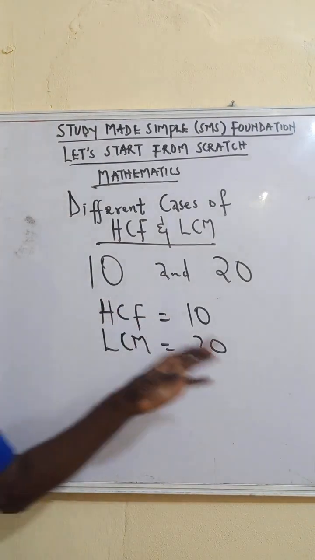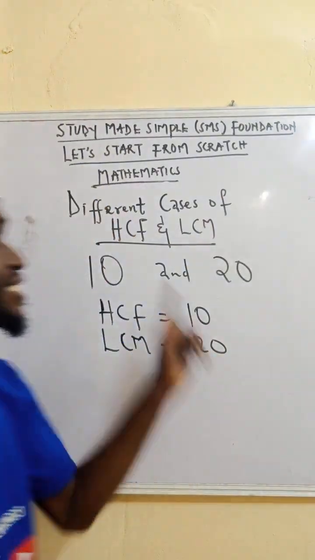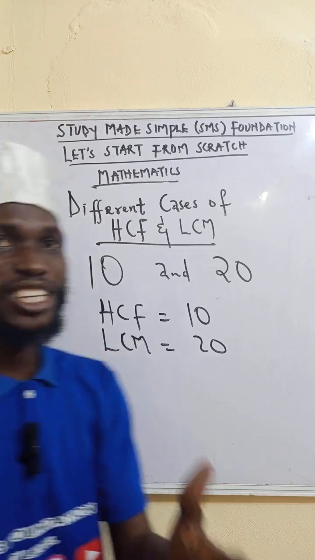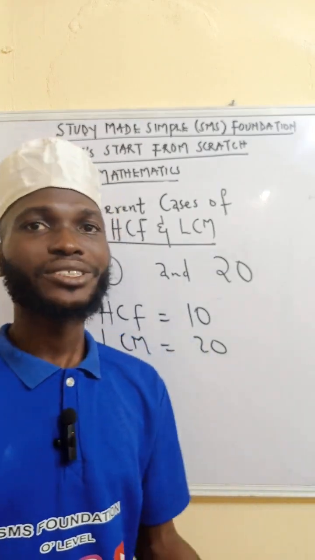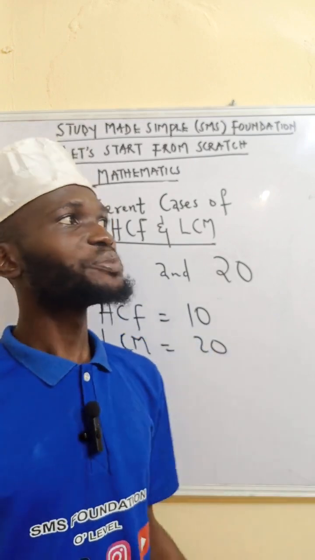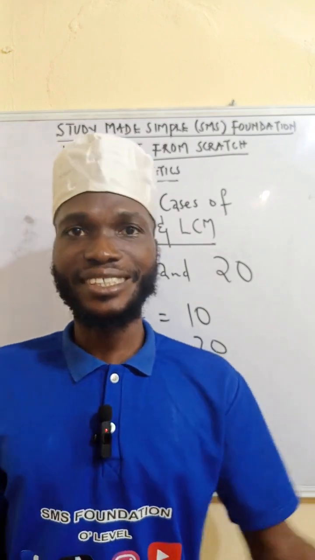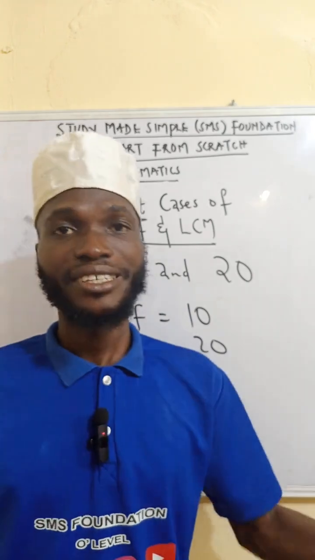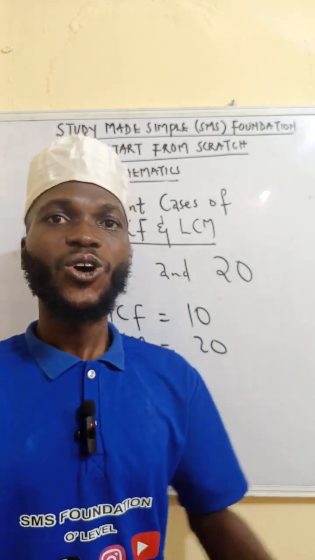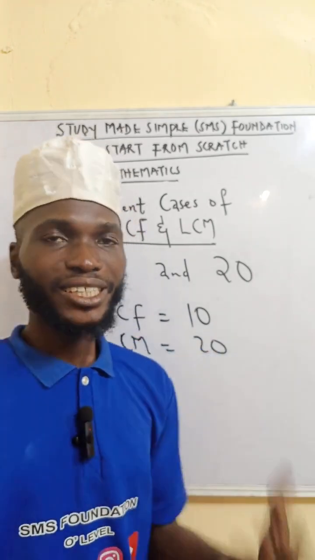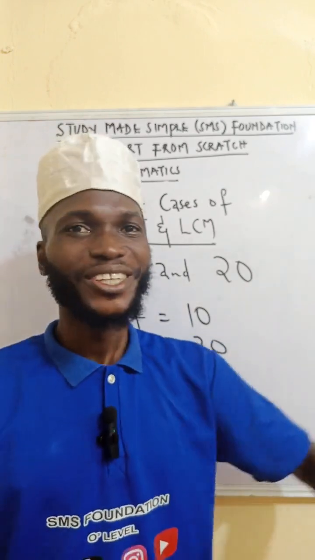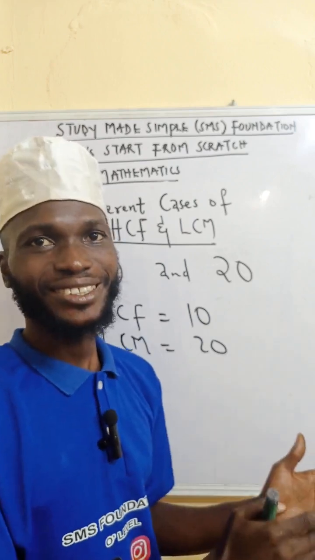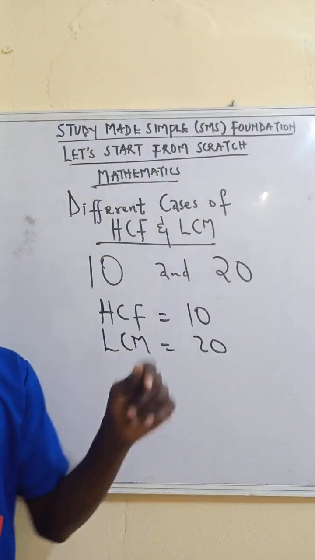These ones, you don't even need to hold pen to find the HCF and LCM. For example, 2 and 4. The HCF will be 2 and the LCM will be 4. For example, 8 and 16. The HCF will be 8 and the LCM will be 16. 100 and 1000. The HCF will be 100 and the LCM will be 1000. So those are simple cases of HCF and LCM.